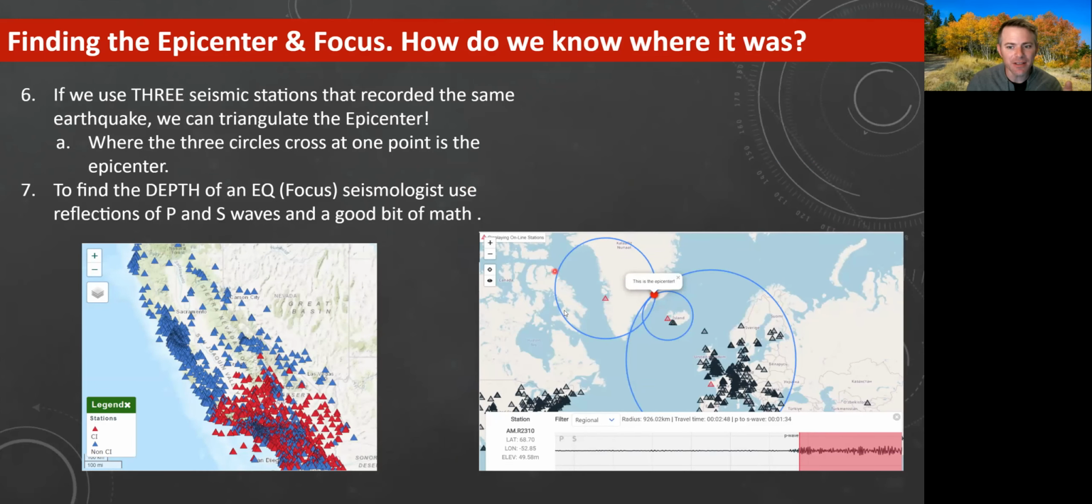So if you figure out these exact same circles for at least 3 different stations for the same earthquake, you can triangulate it, or basically the circles will intersect in one spot, and that's the epicenter. If you have 4 of those stations, it'll go down in depth and give you a 3-dimensional view of it too, and show you exactly where the hypocenter was deep down.